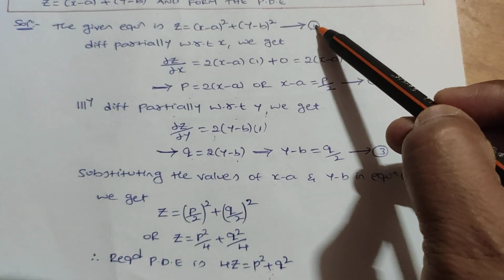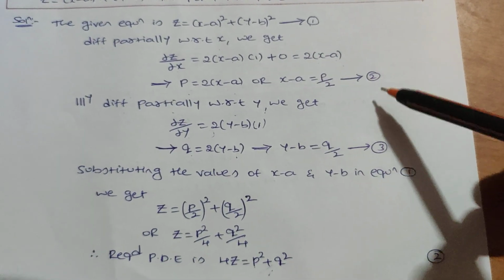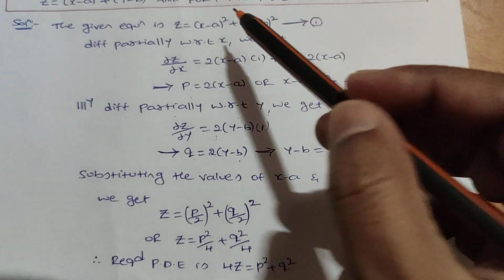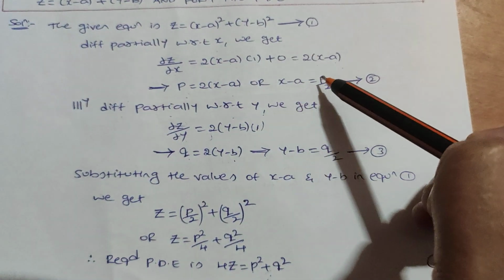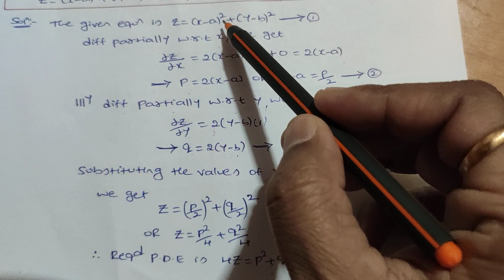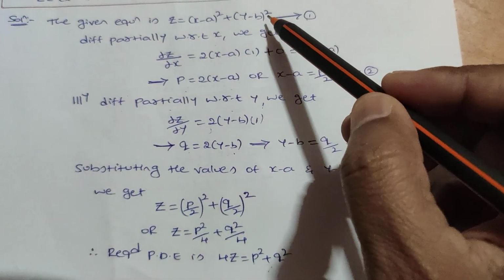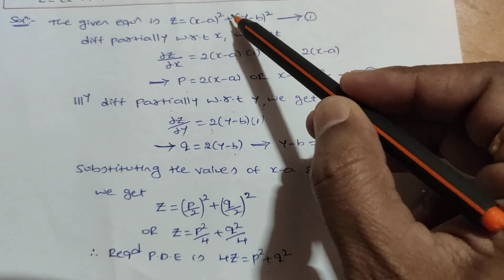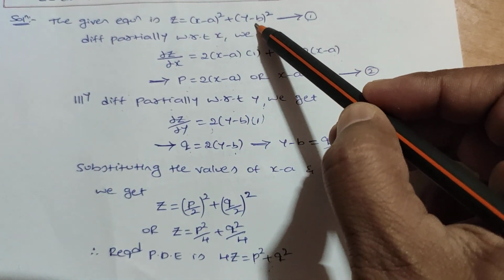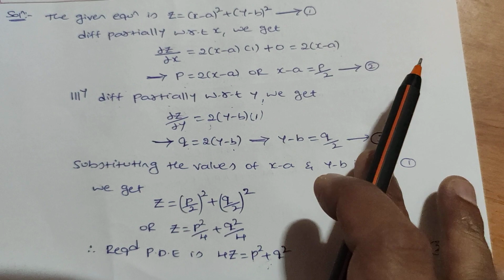Now observe equation 1, equation 2 and equation 3. We can replace x minus a as p by 2 and y minus b as q by 2 in equation 1, so that we are eliminating the constants a and b. That is what we consider.